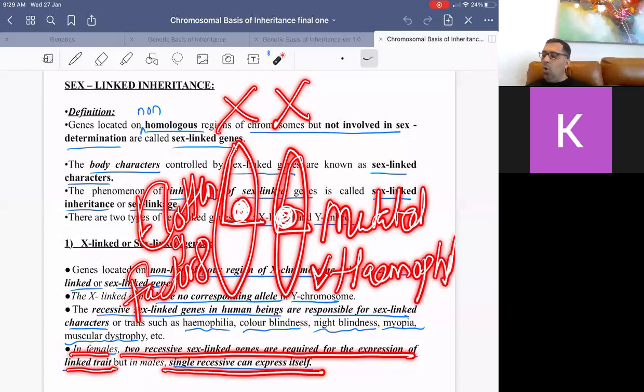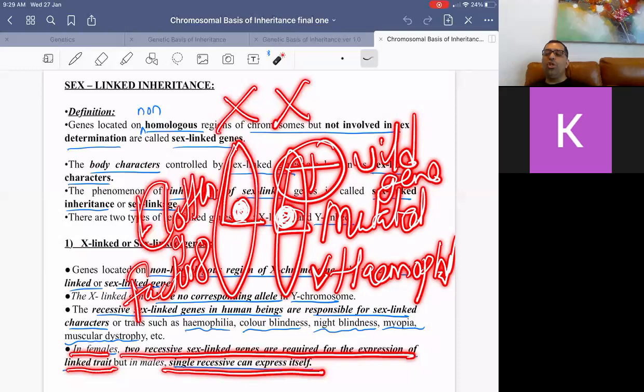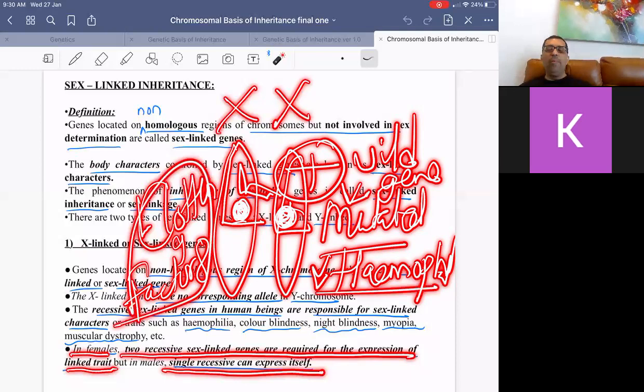But suppose in a female, one gene is the wild gene, plus, the normal gene. Then the wild gene, the normal gene for clotting factor 8, will become dominant over the mutated gene. So the wild gene always becomes dominant over the mutated gene. And she will have clotting factor 8 and she will not suffer from hemophilia. So she will be normal.